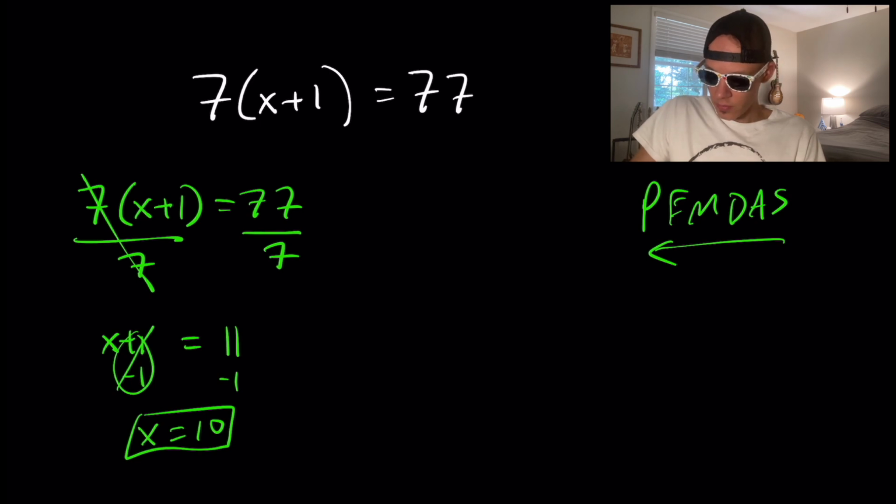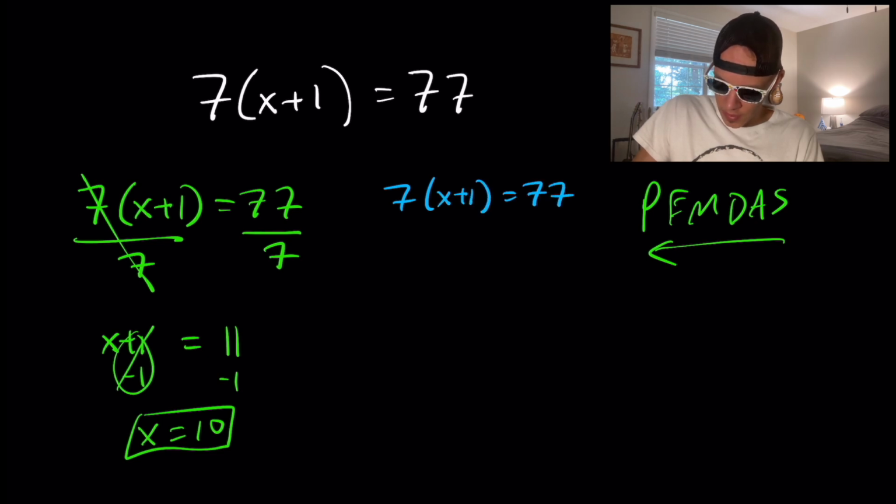The other way we can do this is recognize that we can use the distributive property here. So if I rewrite this, 7 times (x + 1) equals 77, I can distribute this 7 into the parentheses. So I'll do 7 times x, which is going to give me 7x, and then 7 times positive 1, which is going to give me plus 7 equals 77.